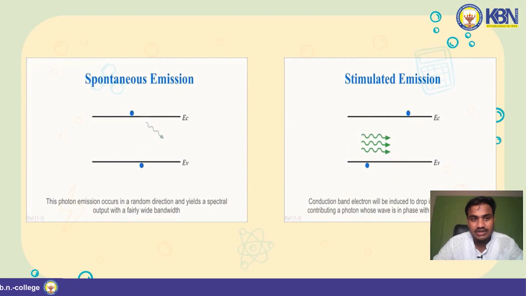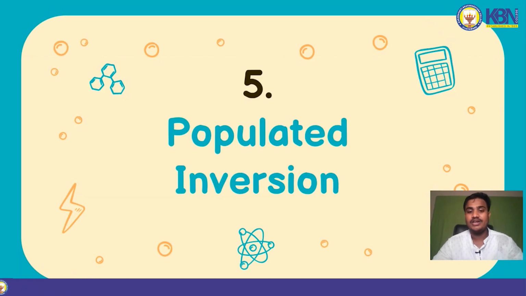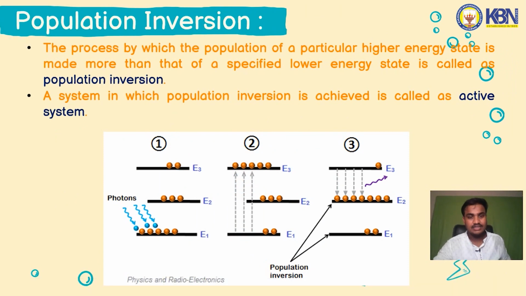Now coming to the other topic, population inversion. What does population inversion mean? The process by which the population of a particular higher energy state is made more than that of a specified lower energy state is known as population inversion.